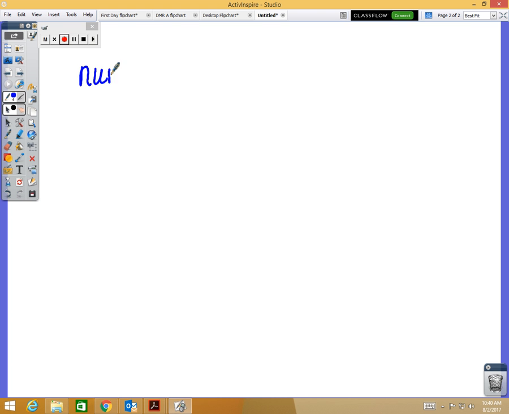So the top is called the numerator, and the bottom is called the denominator. I don't really mind people saying bottom number and top number, but when I list the steps in just a second, we're going to use the actual names, okay?